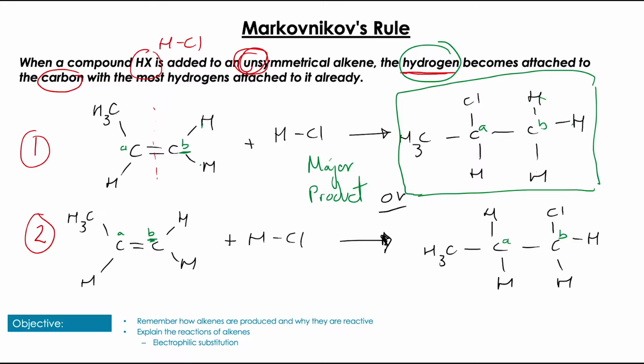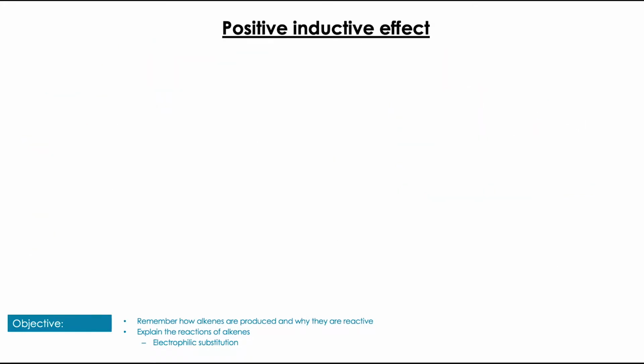However, this is the rule that you need to remember when you're drawing products: always add the hydrogen of that electrophile to the carbon that has more hydrogens connected to it. So let's dig a little deeper and see why this is. The driving factor behind this is the inductive effect, or in this case the positive inductive effect. And we have to stop halfway through the reaction to see why this will occur.